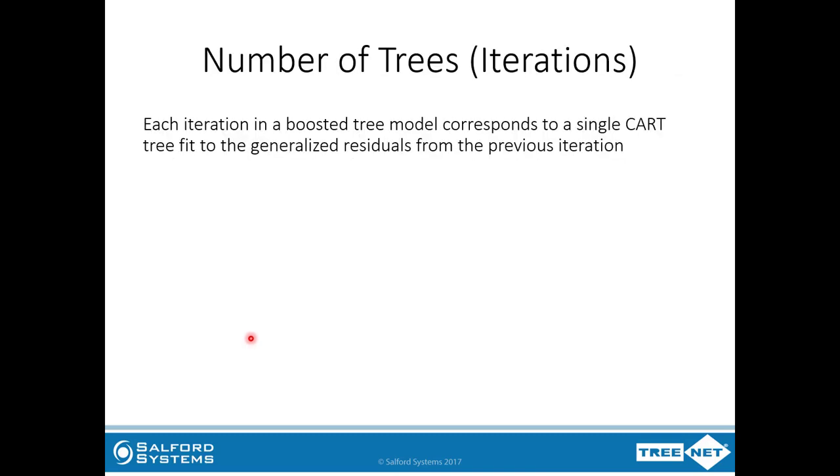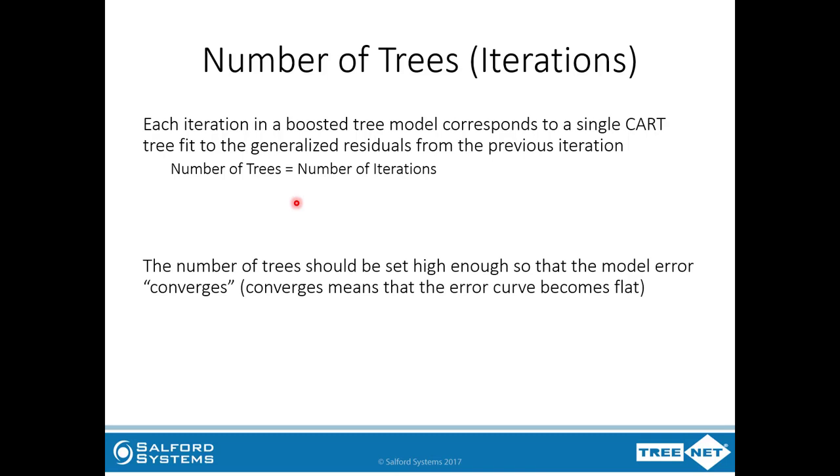Okay, so the first parameter to discuss is the number of trees, which is also, remember, the number of iterations. This is your M in the algorithm we discussed previously. Each iteration in a boosted tree model corresponds to a single CART tree fit to the generalized residuals from the previous iteration. And remember, the number of trees is equal to the number of iterations. Now, the number of trees should be set high enough so that the model error converges.